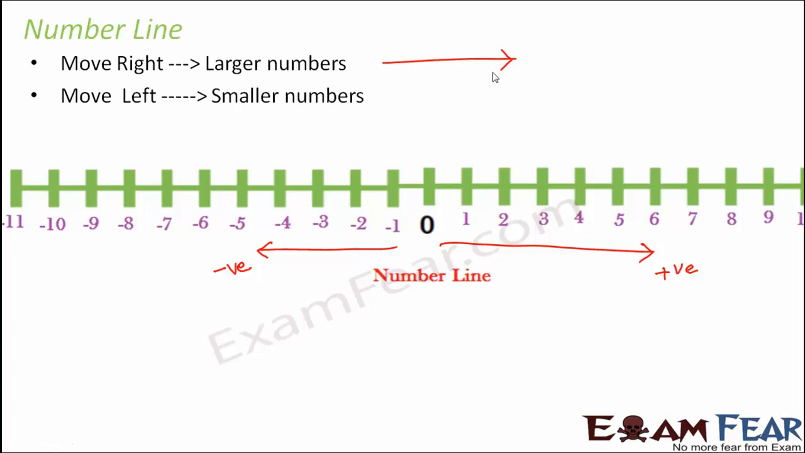Whereas when you move towards the left hand side, you are basically going towards smaller numbers. Now this right and left concept holds true for the entire number line, whether you are talking about the positive side or the negative side. So this rule holds true for the whole number line. That means any number which is located towards the right of another number is going to be a bigger number.